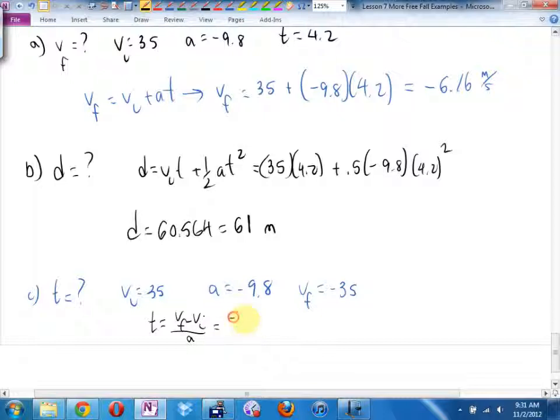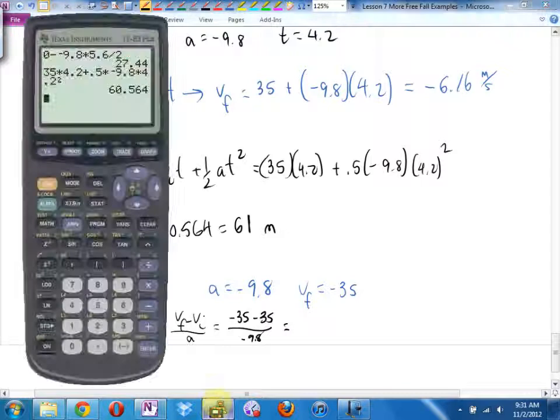It's negative 35 minus 35 all over negative 9.8. It's going to be roughly 70 divided by 10. It's going to be around 7 seconds. I'm going to say about 7.1. Check me. Let's see. I'm going to go 7.14. Oh! That was a complete guess. Pretty good, though. I got some game.